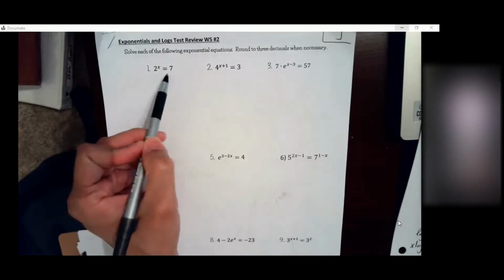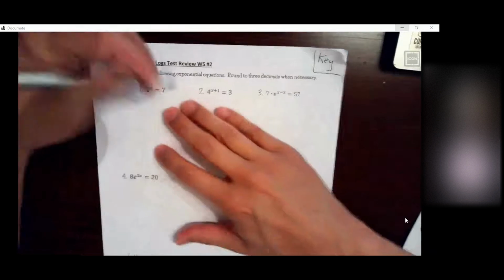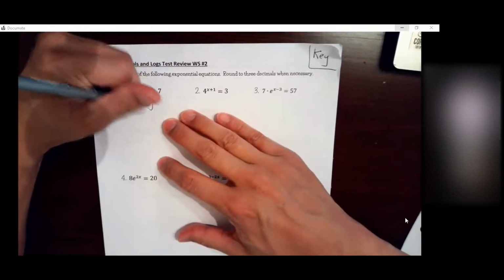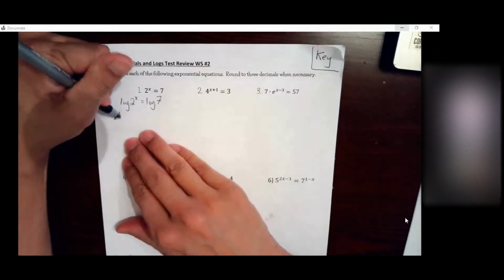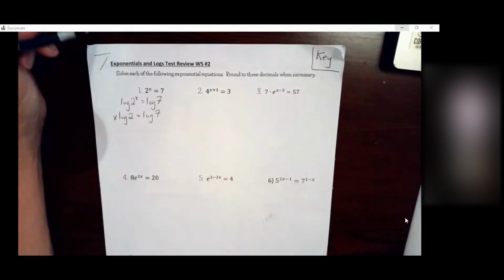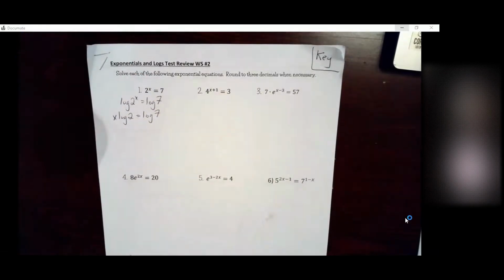Can we make it logs? Yeah, take the log of both sides. So log 2 to the x equals log 7. And then we'd bring the x to the front of the log.